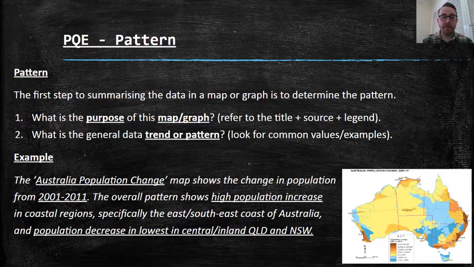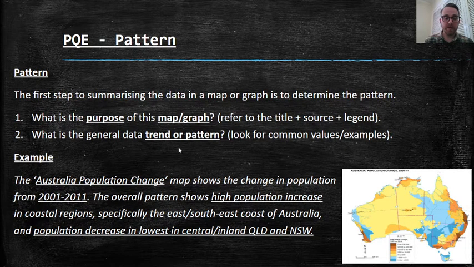First step to summarizing the data in a map or graph is determine the pattern. And then I've got a little checklist for you to help you identify what the pattern is. So what is the purpose of the map? Look at your title, look at the legend. So if I look at the title of this map, Australian population change from 2001 to 2011, that's the purpose of this map. It's measuring population change in Australia.